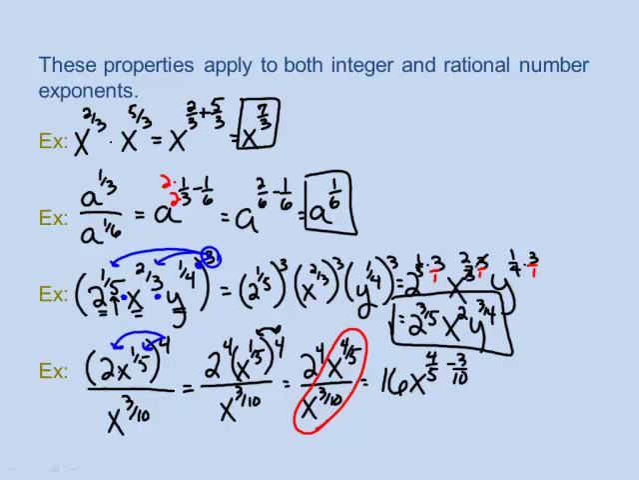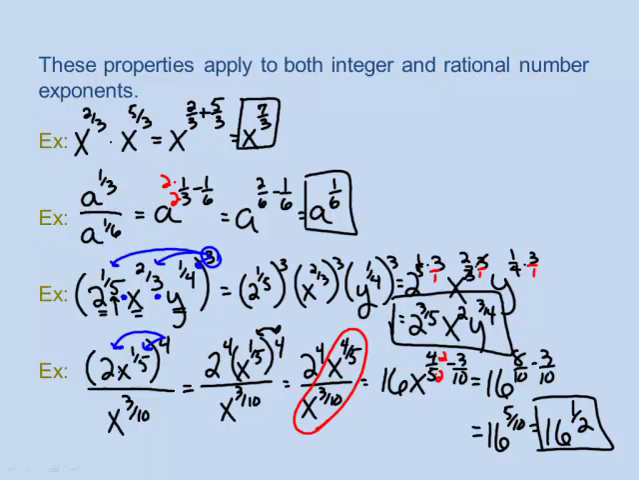We can get a common denominator here because we're subtracting. So multiply our first fraction, top and bottom, by 2. Now we have 16 to the 8/10 minus 3/10, and 8 minus 3 is 5. So we've got 16 to the 5/10, which reduces to 16 to the 1/2 power.